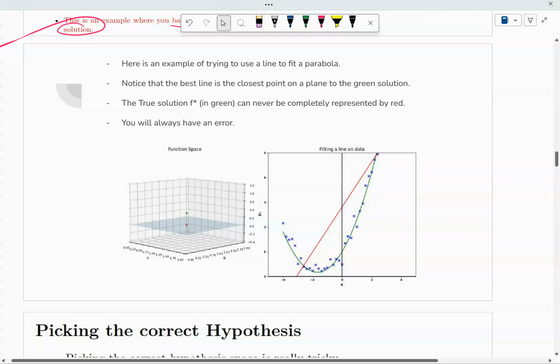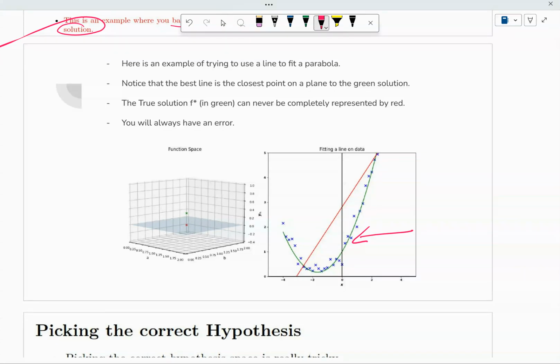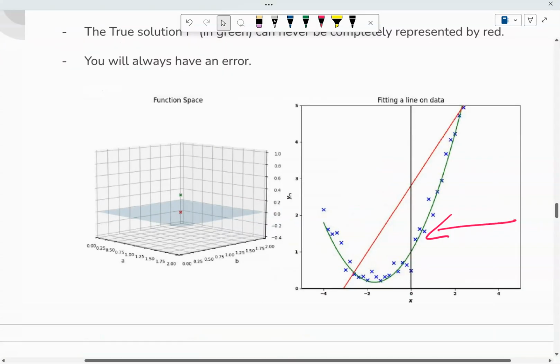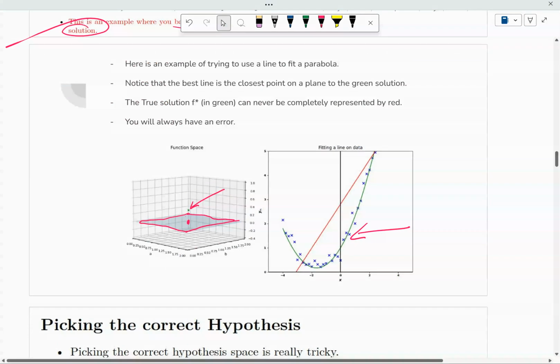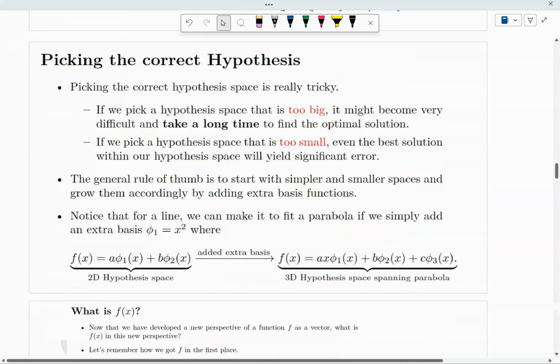Okay, so here's a specific example. You look at these dots. So these dots are the data, and the optimal solution is a parabola, right? So the parabola would be the green. This is the optimal solution. However, it would pick the red, because if you pick your bases only on a 2D plane, you can never ever get to the 3D point. Okay? So this is an actual example where I try to use a 2D space, a function space, to represent a point in the 3D space. Okay? Picking the correct hypothesis.